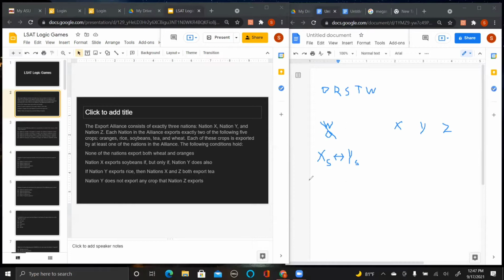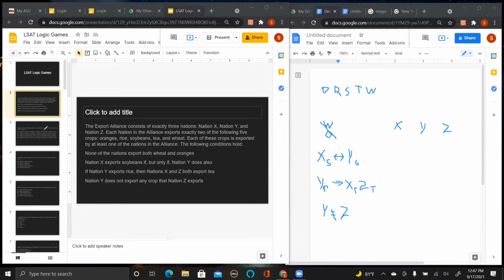And then if nation Y exports rice, I'm just going to do R's like that, then nations X and Z export tea. Export tea. And then nation Y does not export any crop that nation Z exports. So it's Y, it's not in Z. Okay, there are our rules. There's our setup.